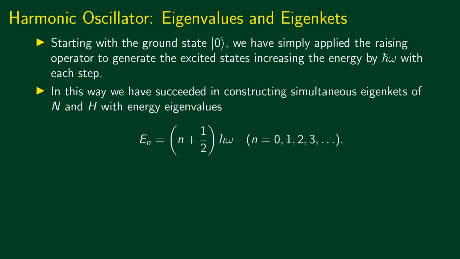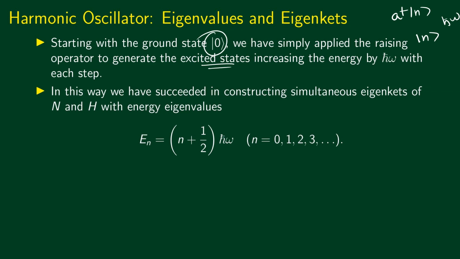We started with the ground state ket 0 and simply applied the raising operator to generate the excited states. And in each step, the energy is increased by h bar omega, right? Because we know that A dagger ket n is a state with higher energy compared to the state ket n, and the energy is higher by an amount h bar omega.